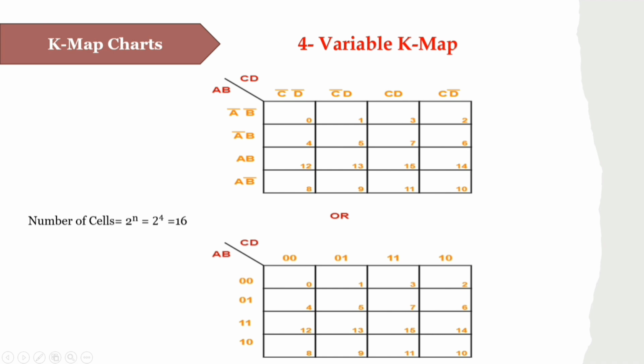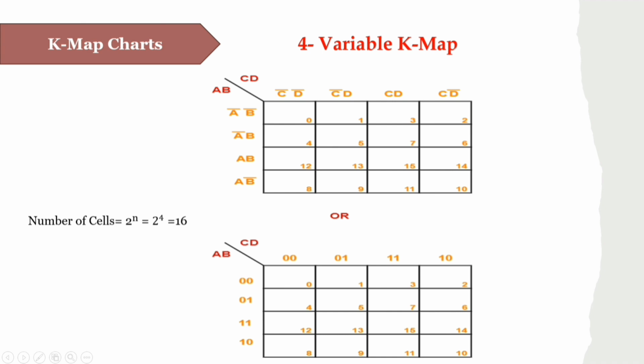In the first row, we have 0 0, which is equal to A bar B bar. In the second row, we have 0 1, which is equal to A bar B. In the third row, we have 1 1, which is equal to A B. And in the last row, we have 1 0, which is equal to A B bar.